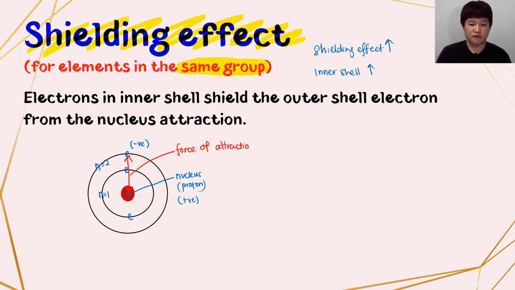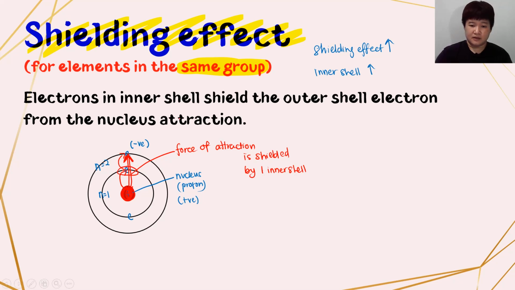And right now, your force of attraction is shielded by one inner shell. Before your force of attraction from the nucleus reaches the valence electron, it needs to go through n equals 1. Then only will it reach n equals 2. So from the nucleus, you need to reach n equals 1, then only it can reach n equals 2. So that is your shielding effect.